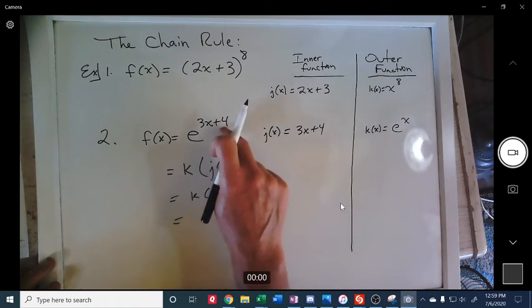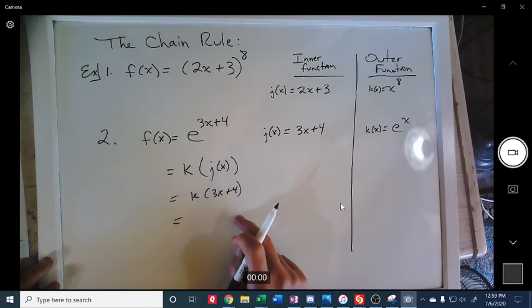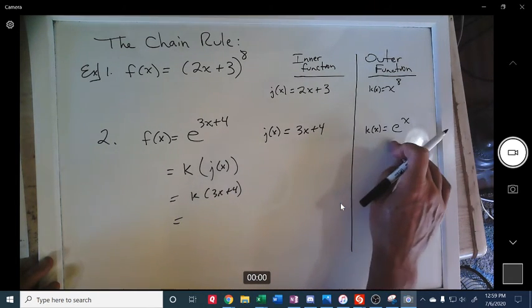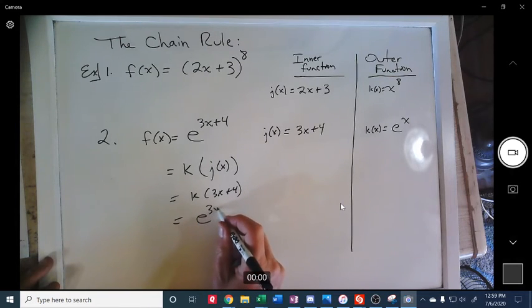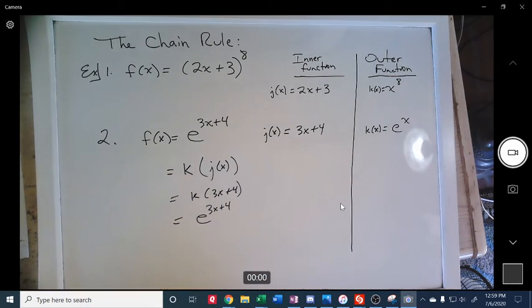This k is e to a power, so e to the 3x plus 4. And now this one will match over here. All right, so the easiest way that I think of to determine the inner function and the outer function is, suppose x was a specific number. Suppose x is 2. What's the first thing you have to do to 2? You have to multiply it by 3, and then you have to add 4 to it.